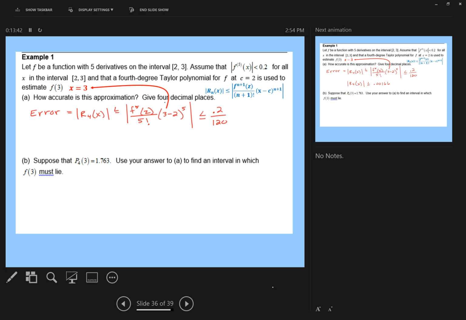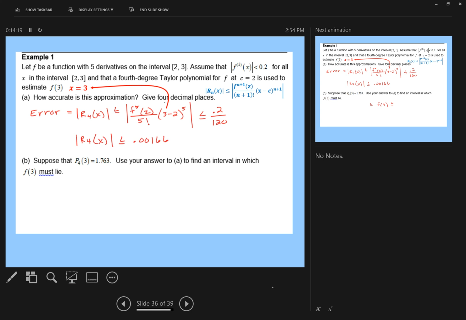Everybody with me? For the sake of time, do you want to let me just do the calculator work up here? Because they said to approximate it to 4 decimal places, so you would put it in your calculator to get it, okay? But I'm telling you, I did that, and I got 0.00166. So I'm saying that the error based on a fourth degree polynomial is less than or equal to 0.00166.